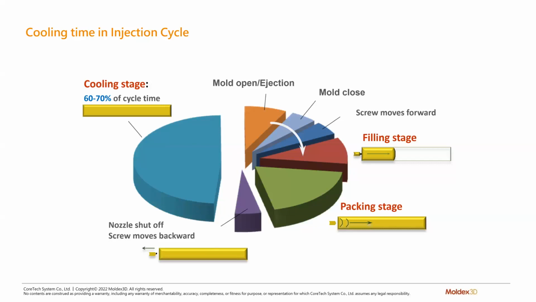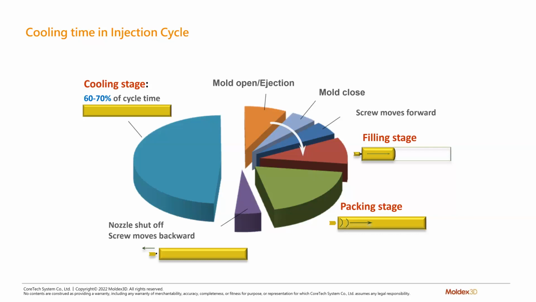So why do we need to focus on the cooling time? Because overall, our injection molding is separated into 4 main stages. The first one is the filling stage, the packing stage, then the cooling stage, and the final one is ejection. And you can see in this pie chart that our cooling stage occupies over 60 to 70% of the cycle time, which means if we can enhance our cooling stage efficiency, then we can cut our cost very significantly. So we will start by focusing on the cooling stage.